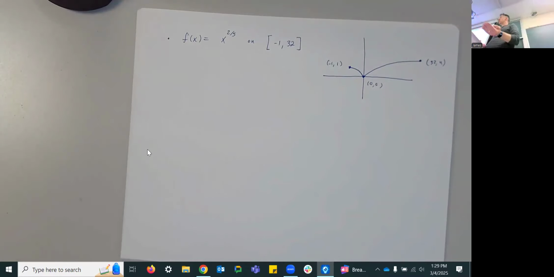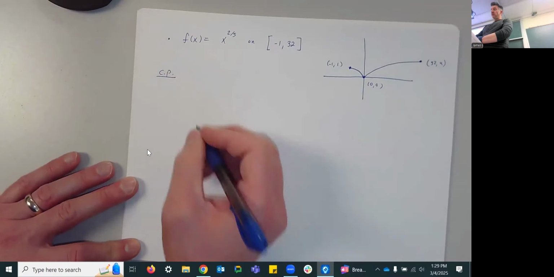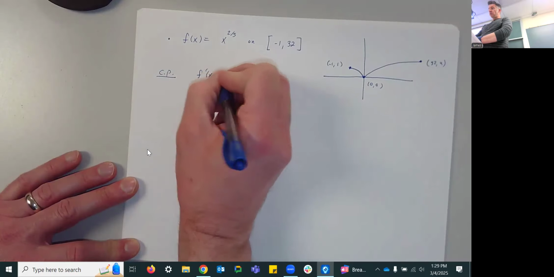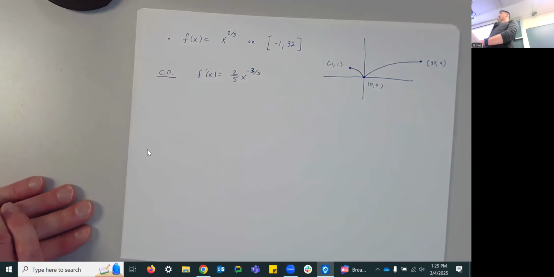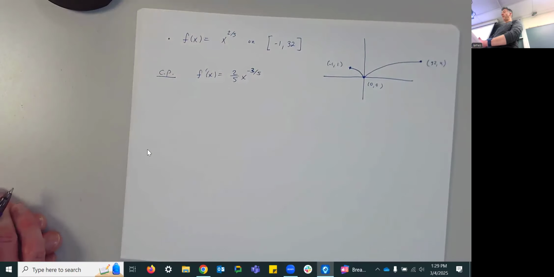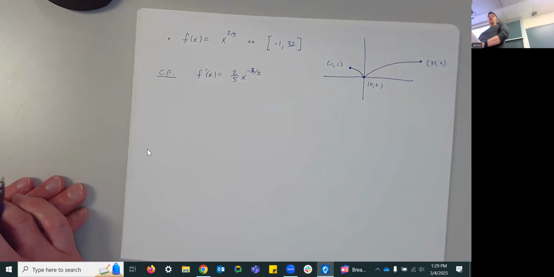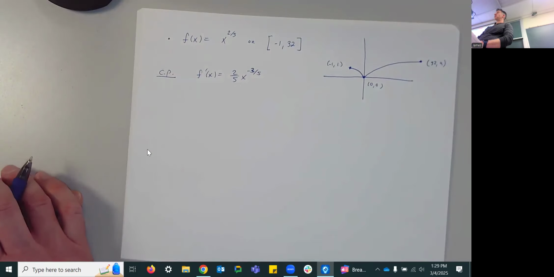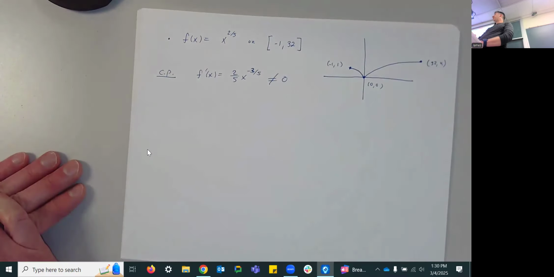Let's look and see. So to find the critical points, we're going to take our derivative, which is going to be 2/5 times x to the -3/5, and see where it's either 0 or undefined. Now, graphically, I think we can agree that that derivative is never equal to 0. There isn't a place on the function where the tangent line is horizontal. So this is never equal to 0. But there is a place where this is undefined.